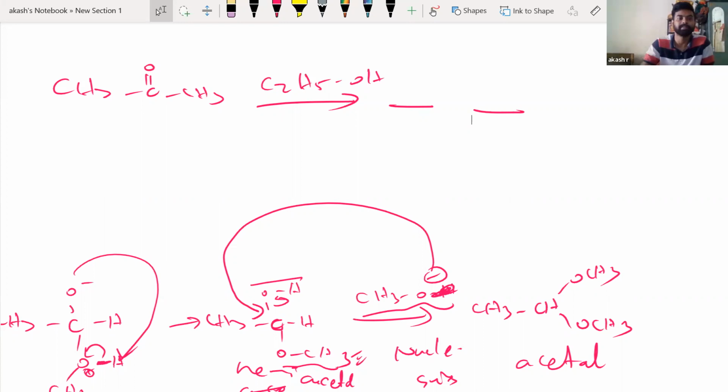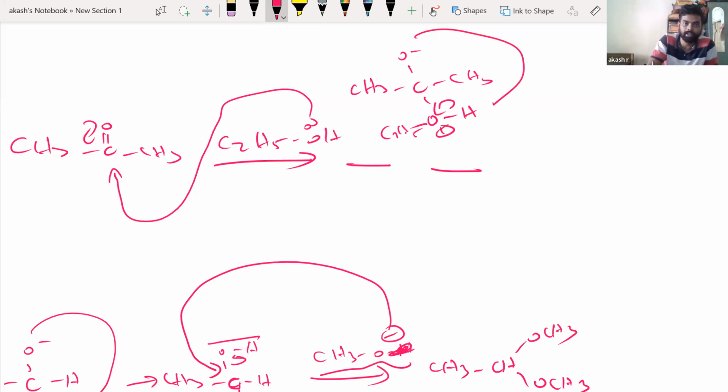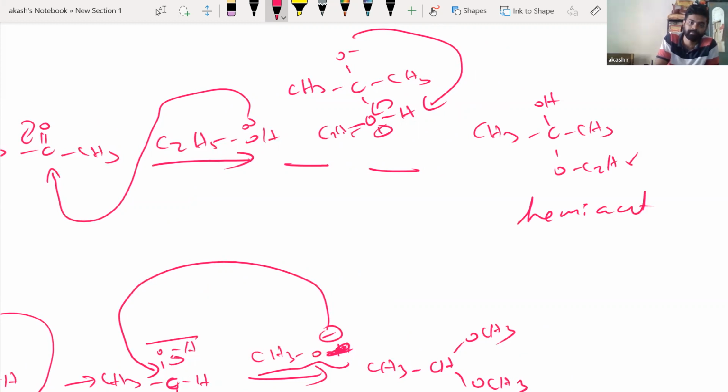So very simple, people. Again, the first step is this coming and attacking the carbonyl carbon, and this bond breaks. And then what is going to happen? We have CH3, CO minus, CH3, and then this OH and C2H5. Then this bond breaks, because oxygen is going to have a positive charge, and that is going to be taken up by the hydrogen. Then you have the hemiacetal, C with OH, one CH3, and OC2H5. This is your hemiacetal.